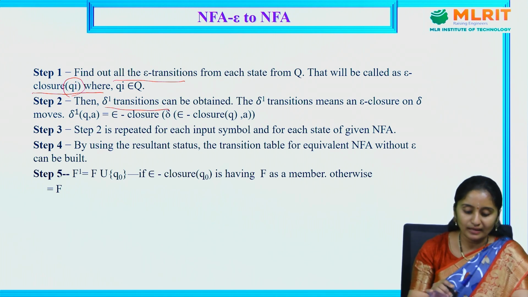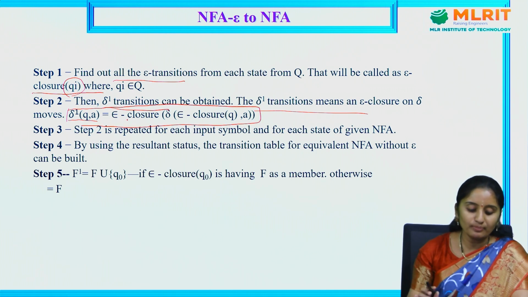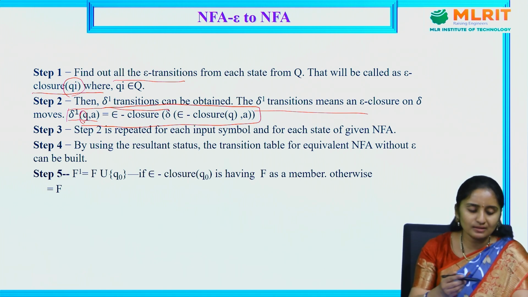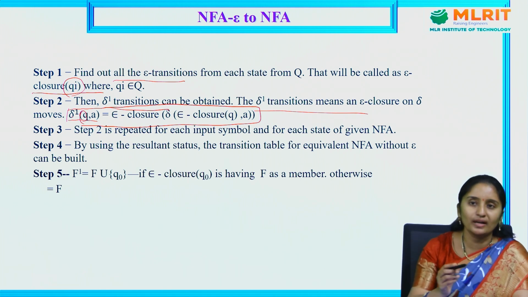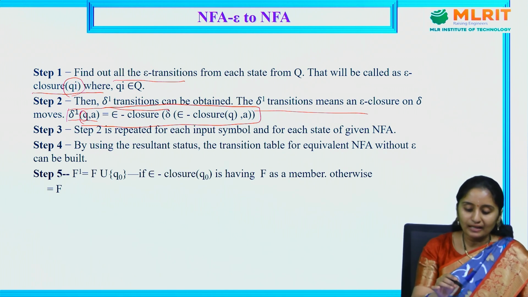What is the formula to calculate the delta 1 transitions? It is delta dash of q comma a is equal to epsilon closure of delta of epsilon closure of q comma a. In the given diagram, we are going to write each and every state. If I am having 5 states, for each and every state, we are going to find the delta 1 transitions.